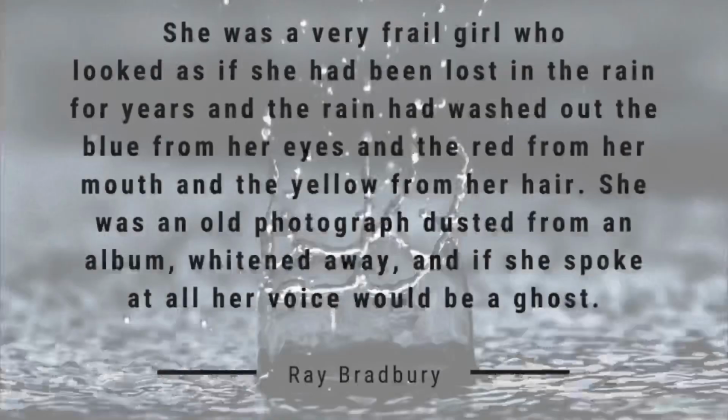And then in the story, he continues on and describes the rain as a concussion of storms that are crushing the forest as the forest tries to grow. So looking at Ray Bradbury's word choice, I feel his attitude towards the rain on Venus is that of misery, gloominess, and depression. "She was a very frail girl who looked as if she had been lost in the rain for years, and the rain had washed out the blue from her eyes, and the red from her mouth, and the yellow from her hair."